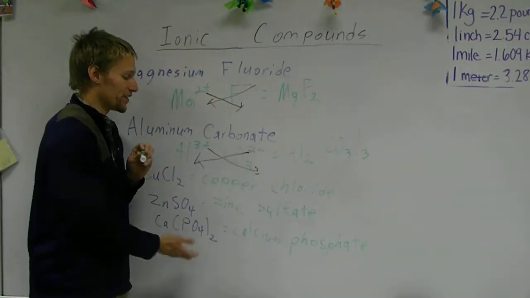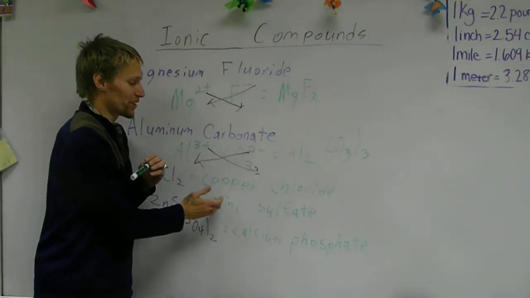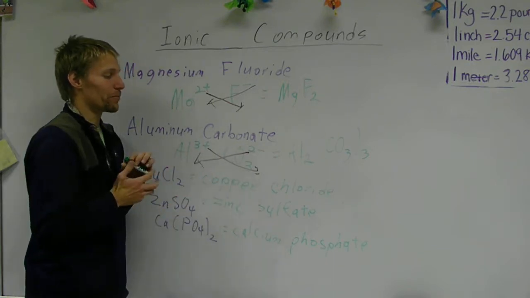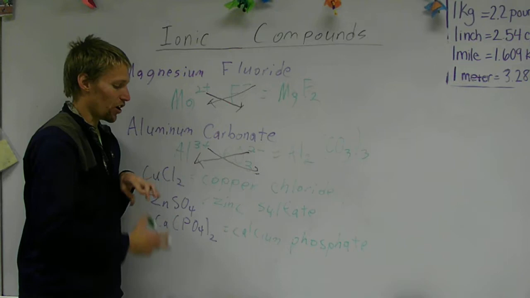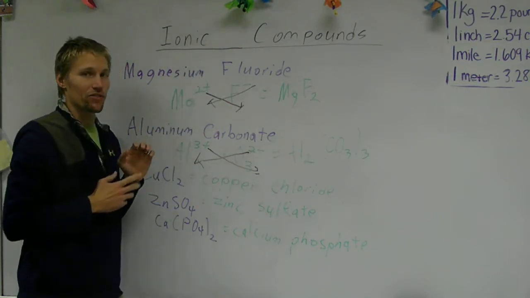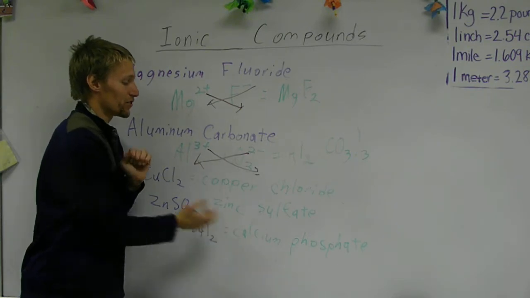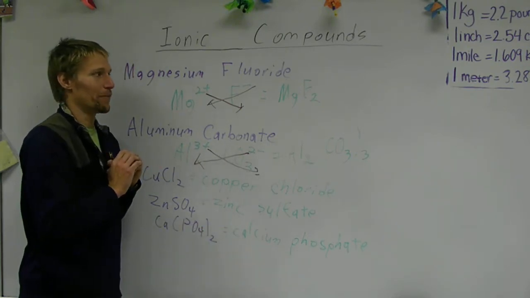So when you write these names, make sure you do not use prefixes. If it starts with a metal, it's ionic. You do not need those prefixes. So make sure you leave those prefixes off on ionic compounds. Save yourself those points, and make sure you use no prefixes. Just use your chart to help you name ionic compounds.